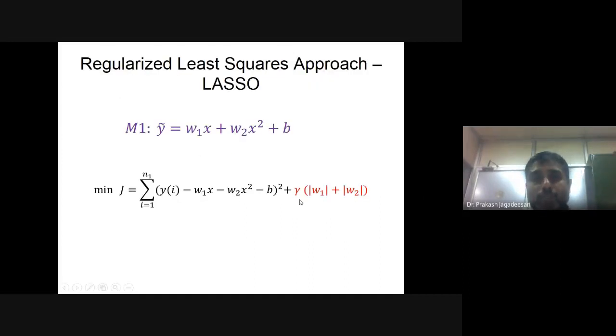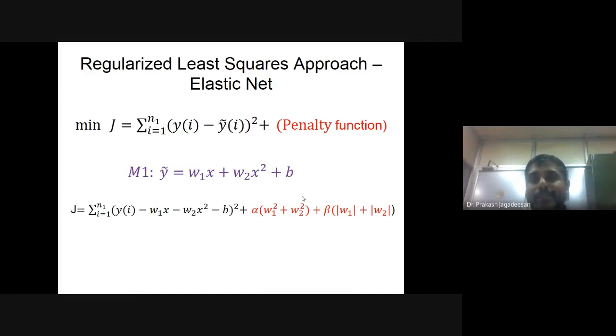In the case of the Lasso approach, the objective function is also modified. It's gamma times the modulus of W1 plus gamma times the modulus of W2. This gamma is common to both W1 and W2. So this is our penalty function. And in the case of an elastic net, it's a linear combination of the 2 norm and the 1 norm: alpha times W1 squared plus W2 squared, plus beta times the absolute value of W1 and beta times the absolute value of W2. This alpha and beta are considered hyperparameters.